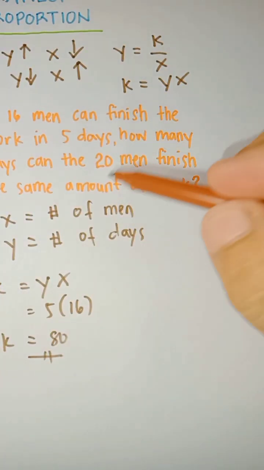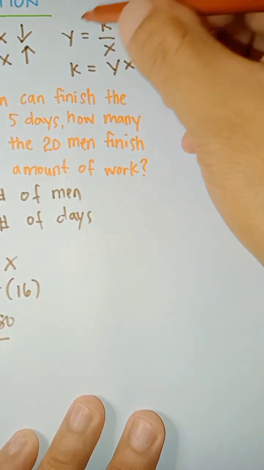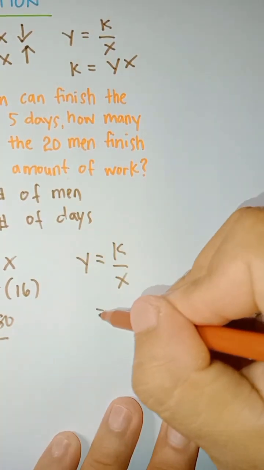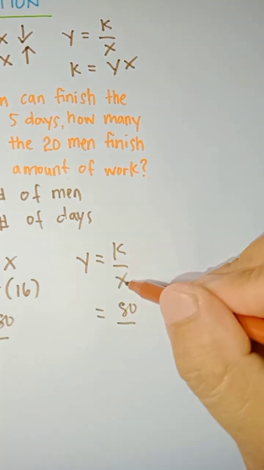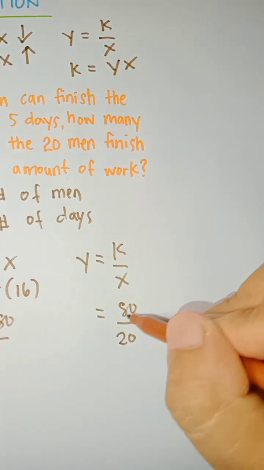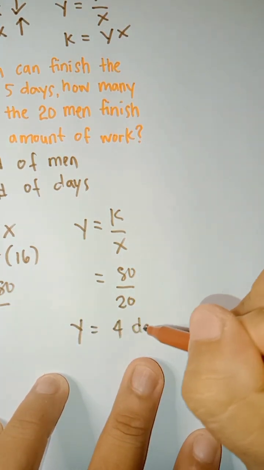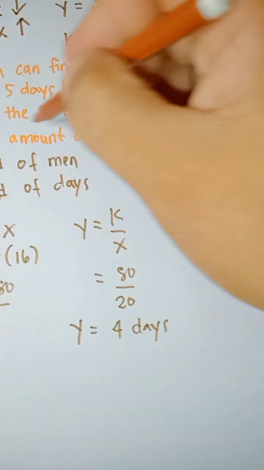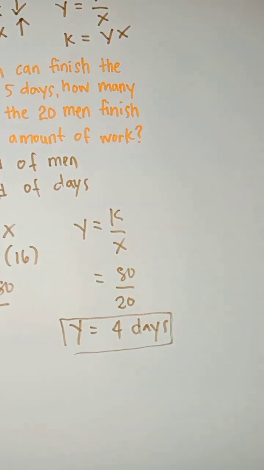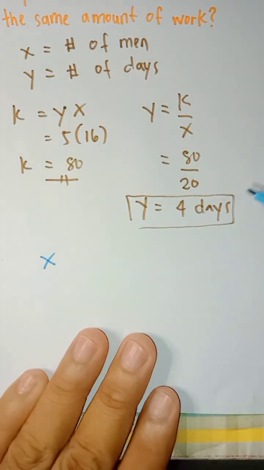Now to find the number of days the 20 men can finish the same amount of work, let's use the formula y equals k over x. Now k is 80 and x is 20. Now 80 divided by 20, that means that y is 4 days. It means that the 20 men can finish the same amount of work in just 4 days.